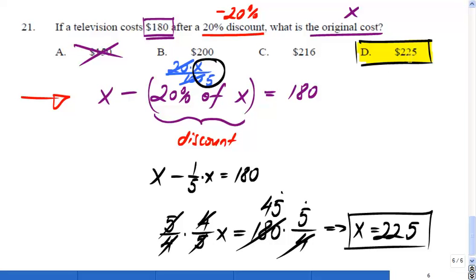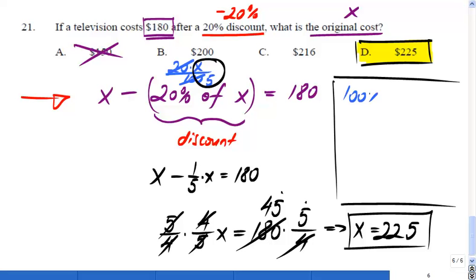But this is one way, okay? Another way is that you should think about it taking 20% off, right? Let's use a different color. Well, the original price was 100%. Discount 20% means I'm taking 20% off that, right? This will leave you with what? With 80%. So I know that 80% is 180.